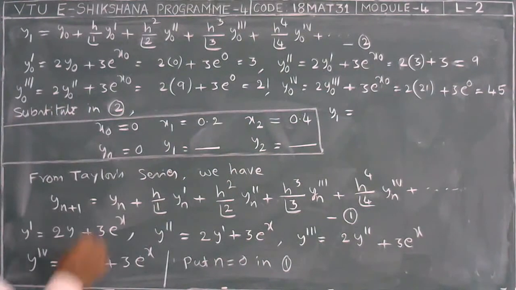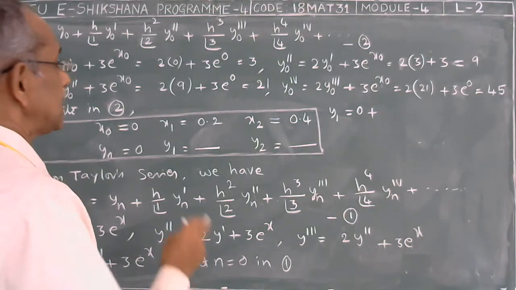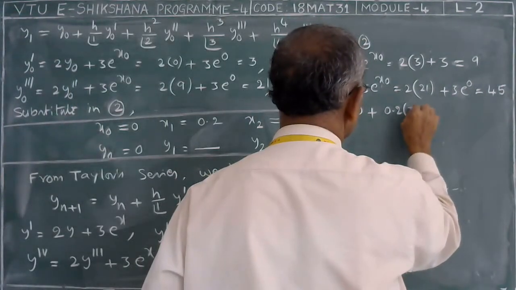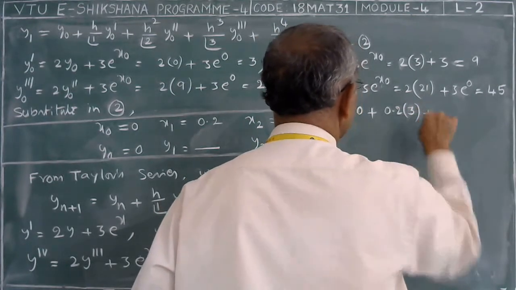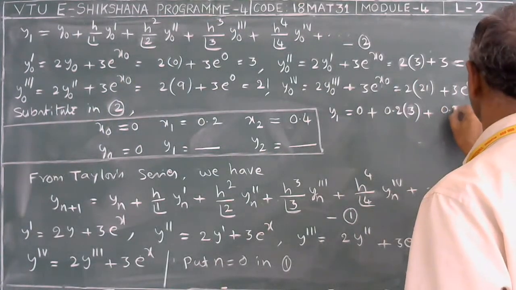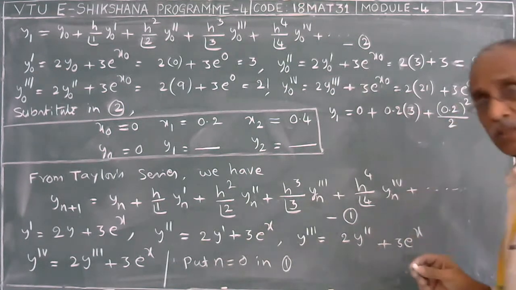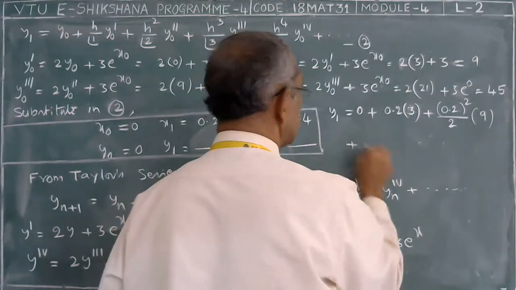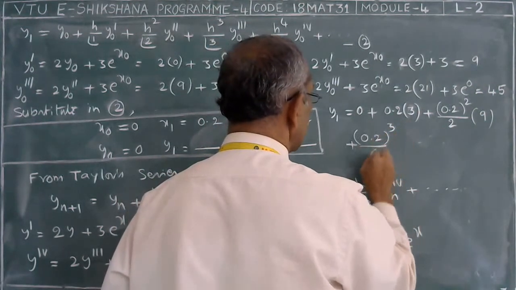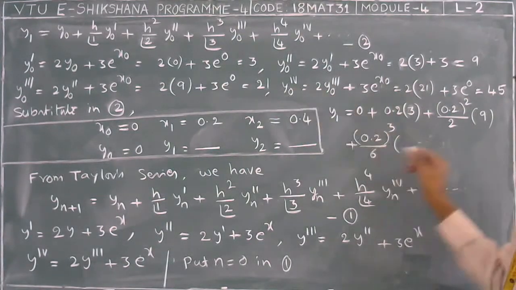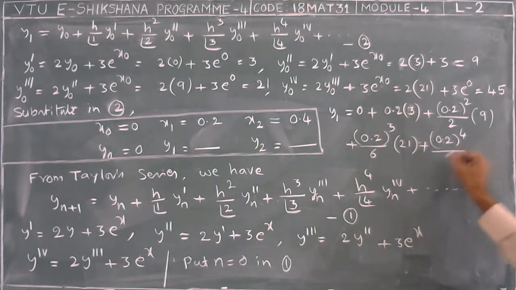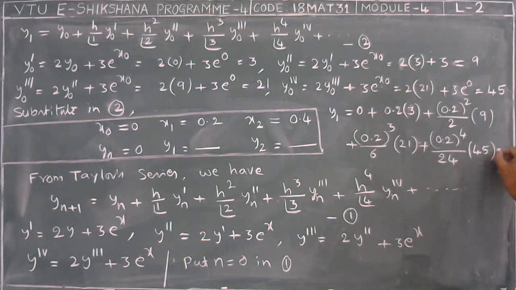Y1 is equal to y naught, which is 0, plus h, which is 0.2, divided by 1 into y naught dash, which is 3, plus h square, 0.2 whole square, divided by factorial 2, into y naught double dash, which is 9, plus 0.2 whole cube divided by 6 into y naught triple dash, which is 21, plus 0.2 raised to the power 4 divided by 24 into y naught 4, which is 45, etc.